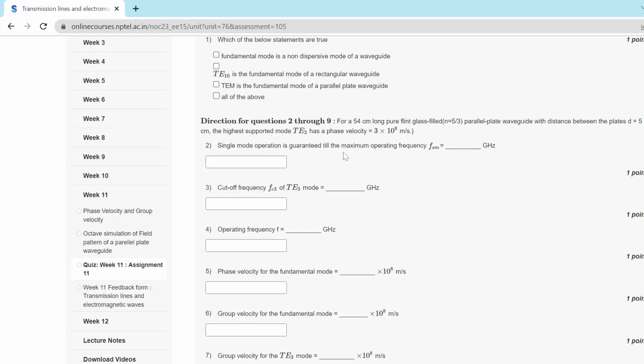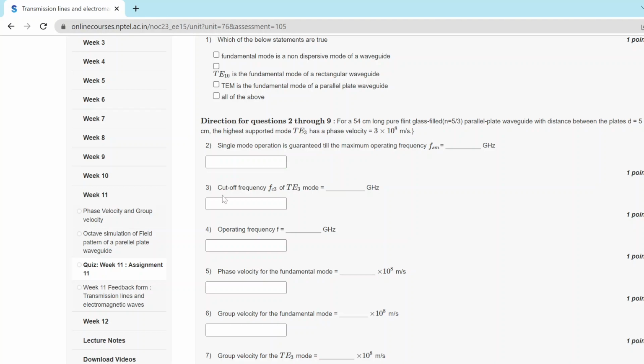So, we know that we need to see for m is equal to 1. So for m is equal to 1, what is Fc? Okay, V1 by 2D. Once you know that, that is your cutoff frequency, and that is now you see till what operating frequency a single mode operation is being guaranteed.